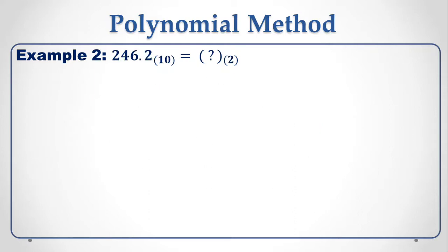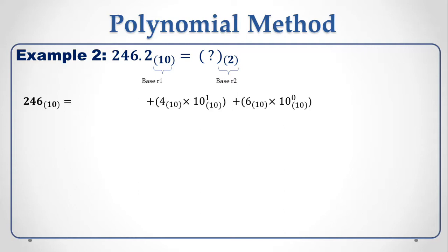Let's see another example of decimal to binary conversion by following the same rules. In this case, the decimal is acting as a base R1, which needs to be converted to a binary base acting as R2. Representing 246 in the base R1 system, starting with the least significant bit of the integer part: 6 into 10 to the power of 0, 4 into 10 to the power of 1, and the MSB as 2 into 10 to the power of 2. Later representing a fraction part.